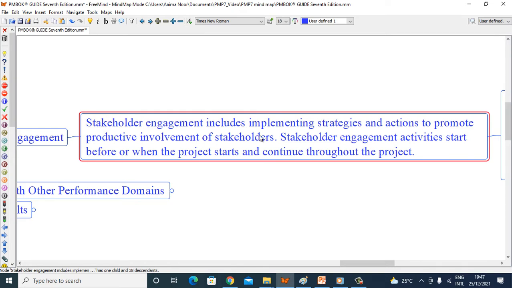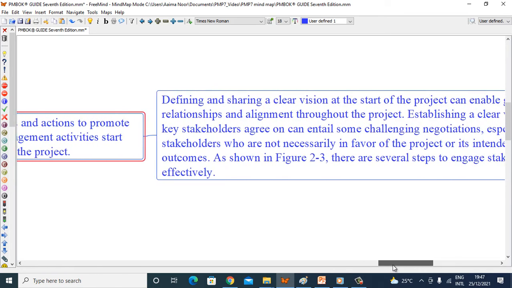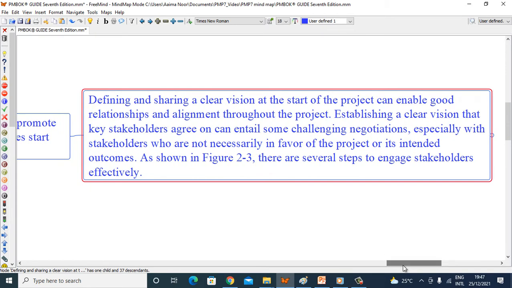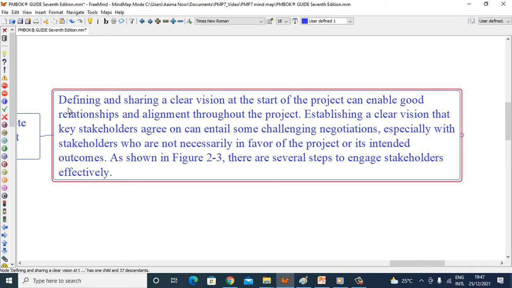Stakeholder engagement includes implementing strategies and actions to promote productive involvement of stakeholders. Stakeholder engagement activities start before or when the project starts and continue throughout the project. Defining and sharing a clear vision at the start of the project can enable good relationships and alignment throughout the project. Establishing a clear vision that key stakeholders agree on can entail some challenging negotiation, especially with stakeholders who are not necessarily in favor of the project or its intended outcomes. As shown in figure 2.3, there are several steps to engage stakeholders effectively.